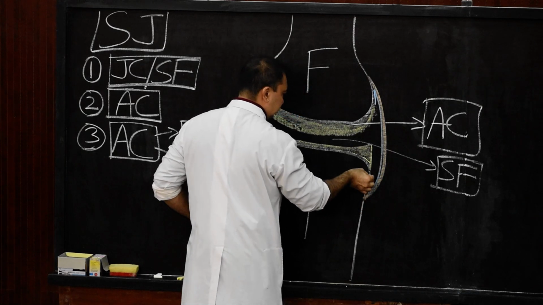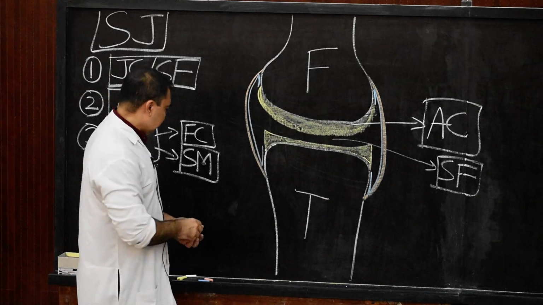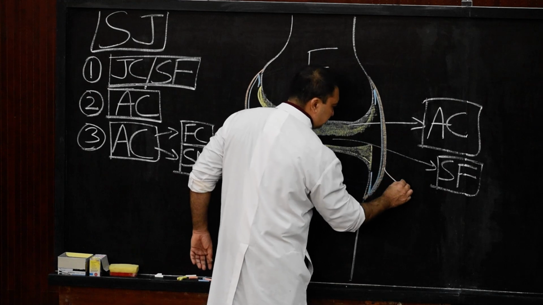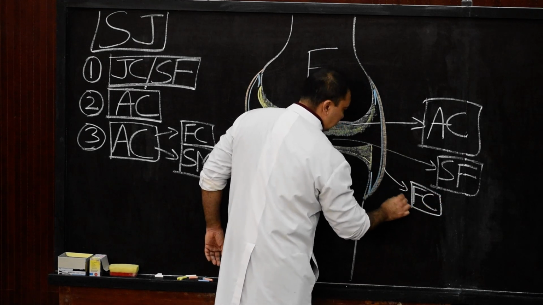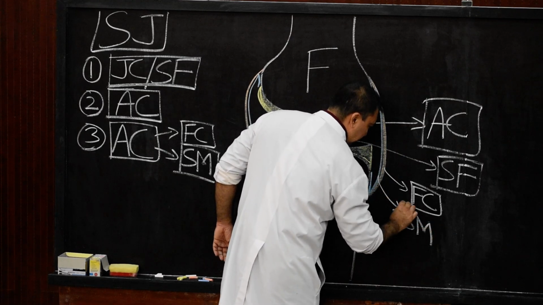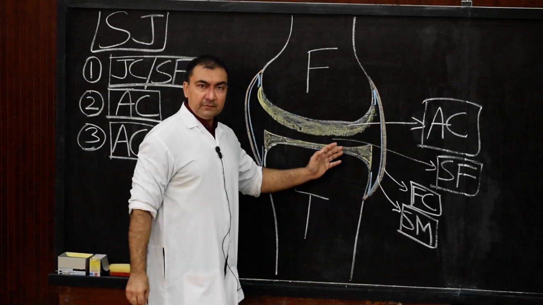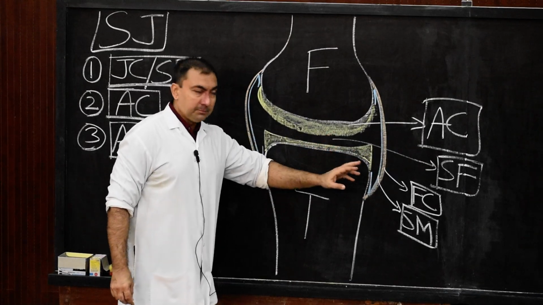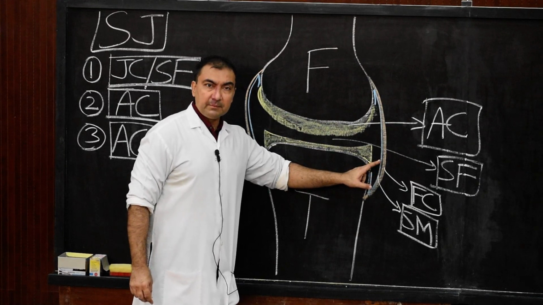The inner surface of the fibrous capsule will be the synovial membrane. So here I can mark this as the fibrous capsule and the inner synovial membrane. Both of these form the articular capsule. So synovial joints are covered by an articular capsule, which is composed of the fibrous capsule and the inner synovial membrane.